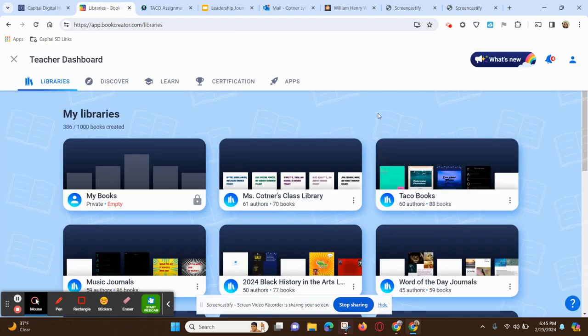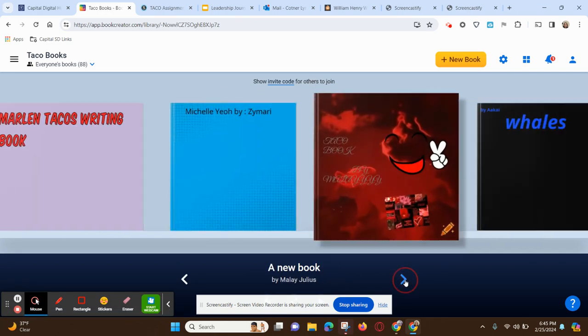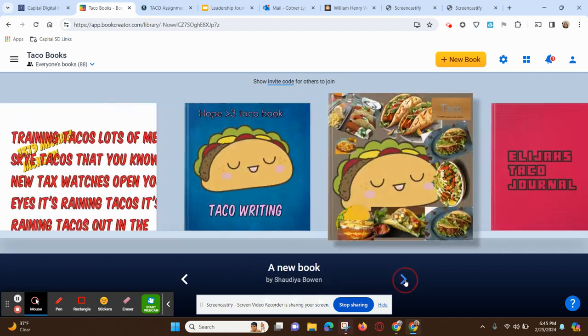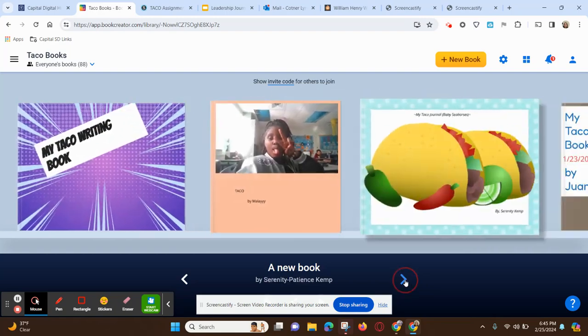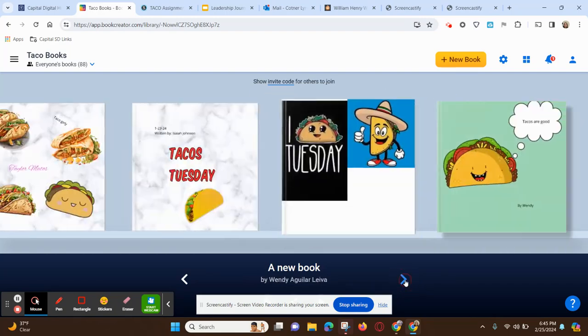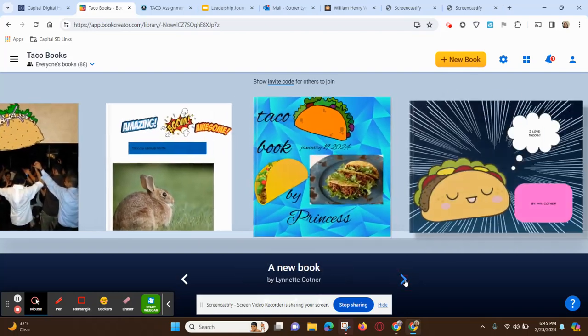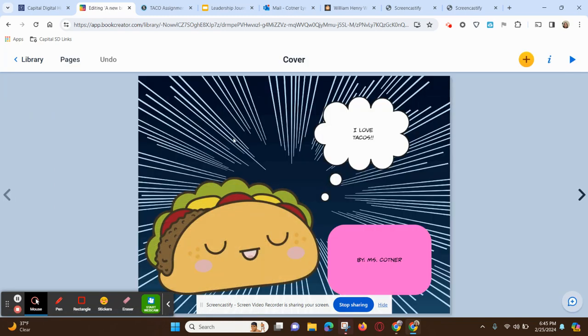And then if you go to my library, they all have a taco journal for their taco writing assignments. In their library, they can only see their personal book and mine for now, so they don't get overwhelmed and have to scroll all the way like I'm doing right now. Scrolling through 66 books is quite a lot, but I do post assignment examples for them. They can see what I'm talking about.